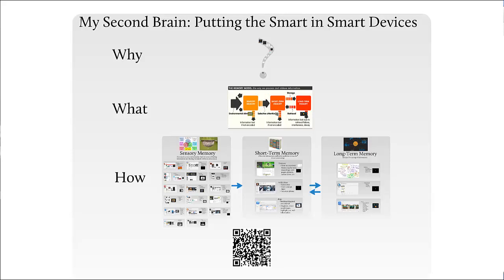So the title of this talk is My Second Brain, Putting the Smart in Smart Devices. And what I mean by that is ever since I started using a smart device maybe 4 years ago, I've created kind of a workflow that I'd like to share that essentially allows me to find lots of information. So collect it, sort it, or curate it into what is the important information for the things that I want to do, and then how to turn that into a bigger concept or conceptualize that information into a bigger picture.